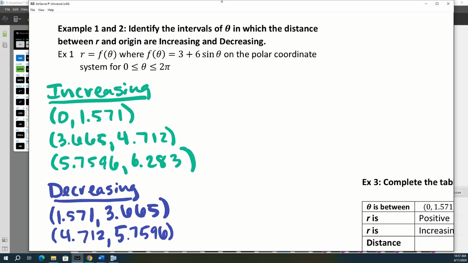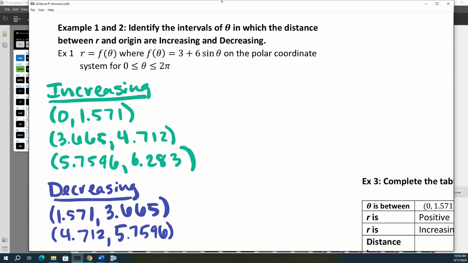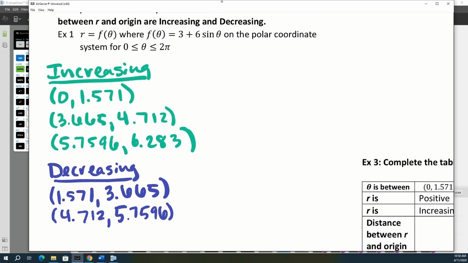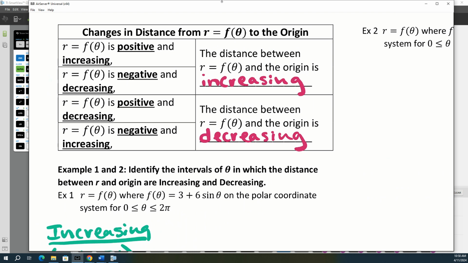All right, any questions on that? Y'all want to try one on your own? Okay, why don't you guys try example 2 on your own? Finding where the distance between r and the origin is increasing and where it's decreasing. It's not the value, it's the distance. So you're looking at what's going on basically in the table.